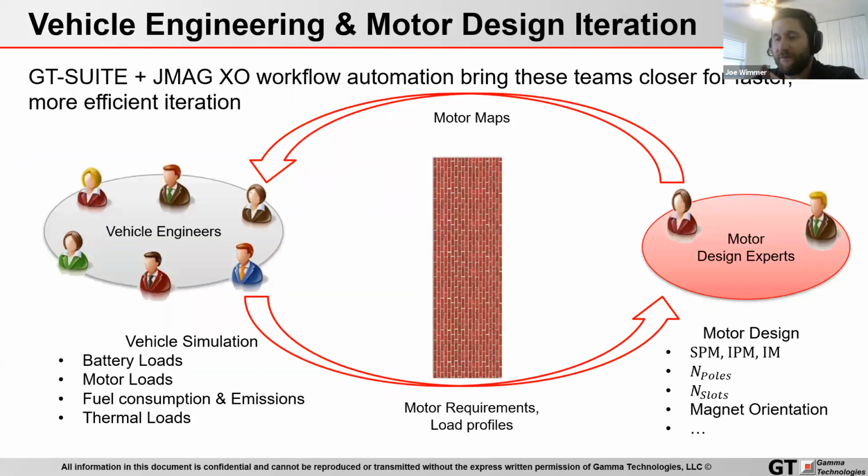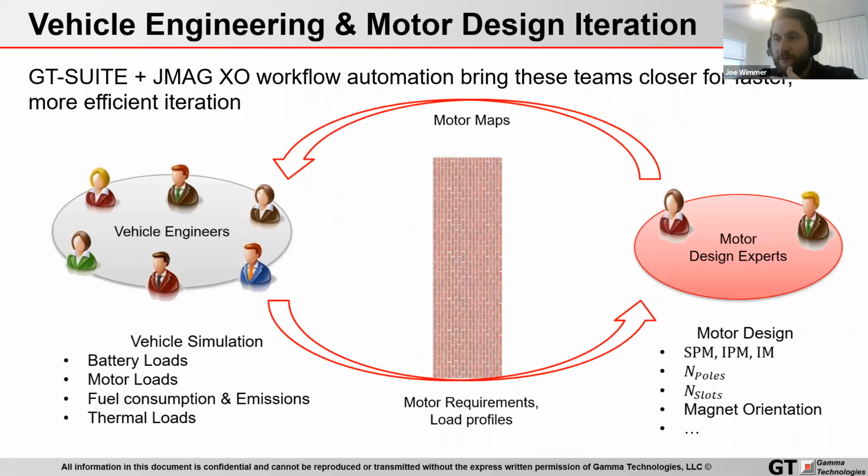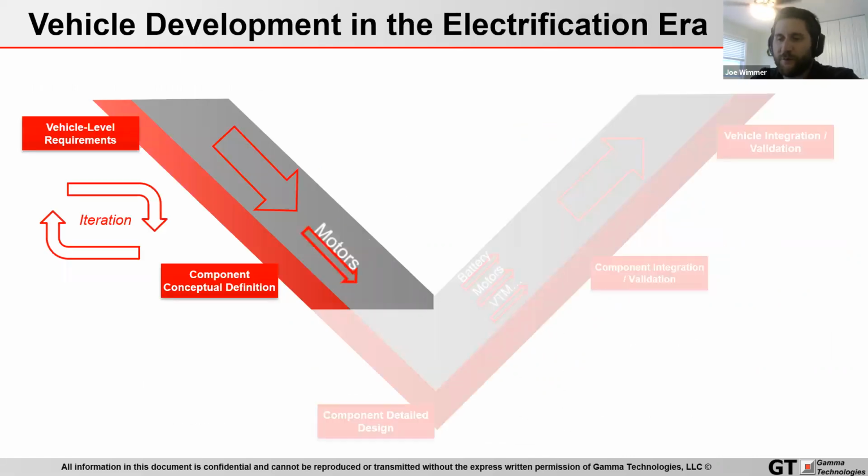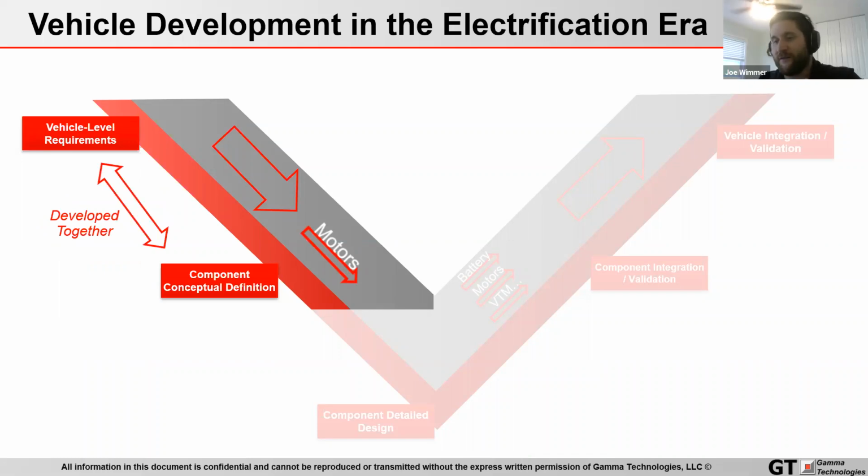So with that development and this partnership between GT and JMAG, we're really hoping to bring down some of the walls between these different teams and bring them closer together for faster and much more efficient iteration. So again, we're trying to take these two stages and go from iterating to developing them together, developing the vehicle level design as well as the motor level design, and working together a bit more collaboratively between these teams.